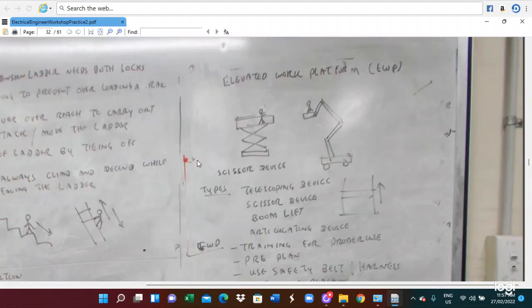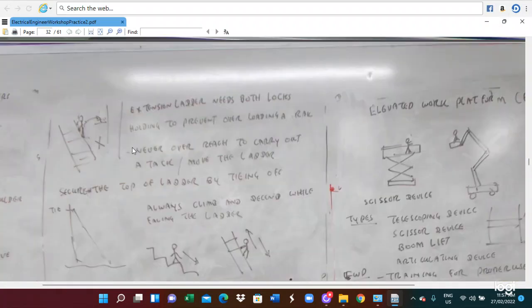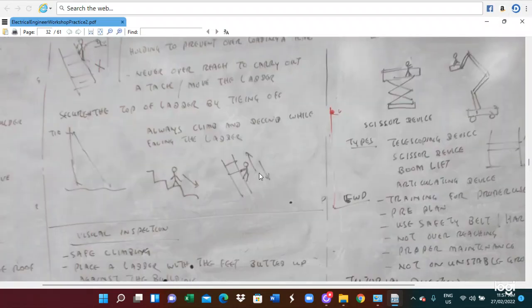So the important aspect is that when you are using an extension ladder, never overreach. If you're using an extension ladder, you have to load it properly. When you are climbing, you always face the ladder, so you are facing the ladder as you go up and as you go down.